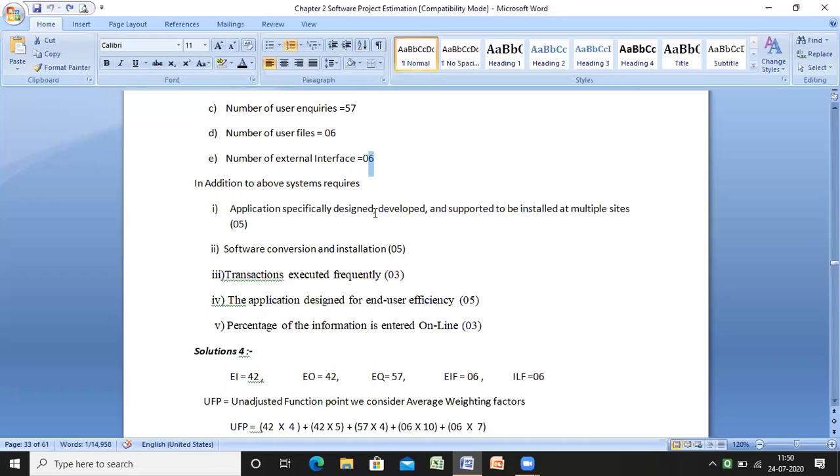Application specifically designed, developed and supported to be installed at multiple sites. Sometimes they use this different kind of wording. Unless I have that kind of software which is going to be supported on multiple sites, how is it going to be useful? My software should be able to run on multiple sites also. So if you have that kind of thing, that means I am going to mention the rating as 5.